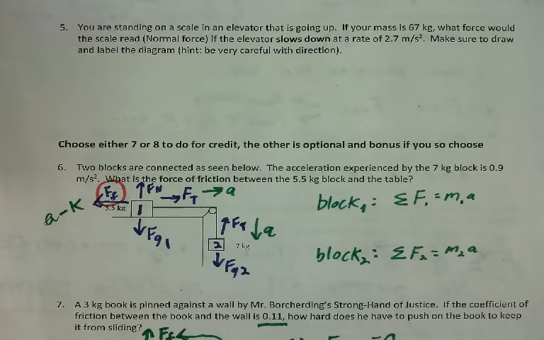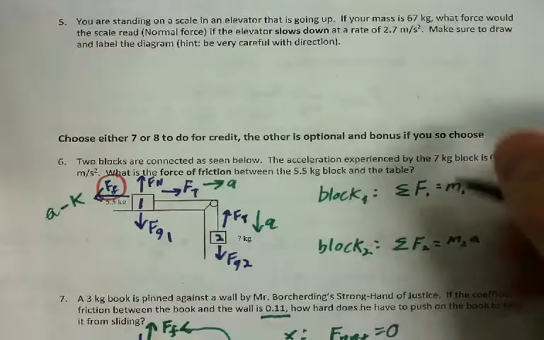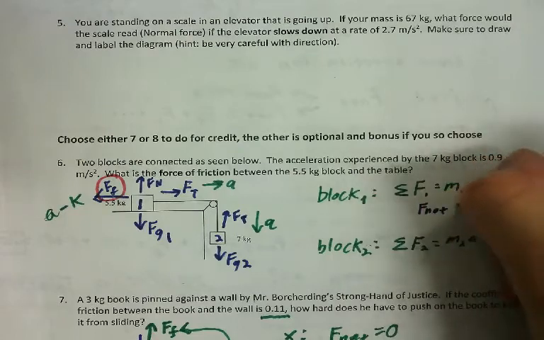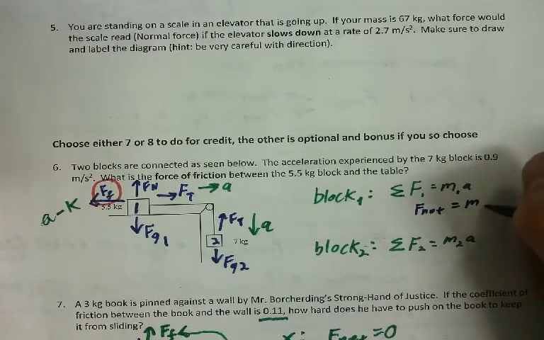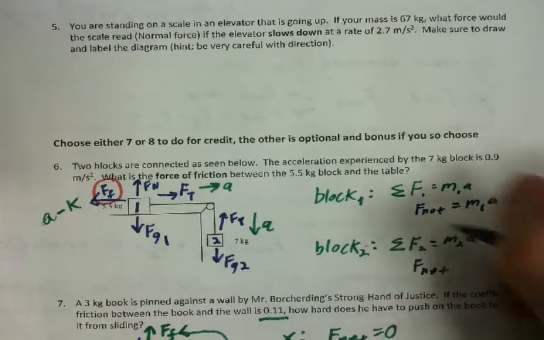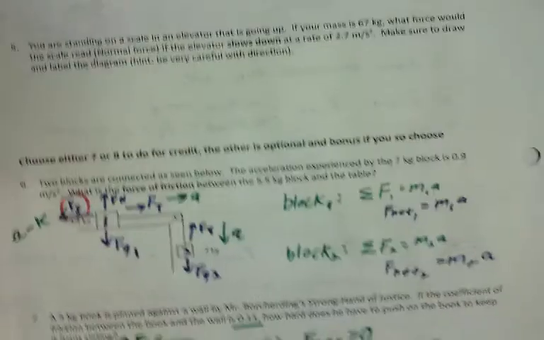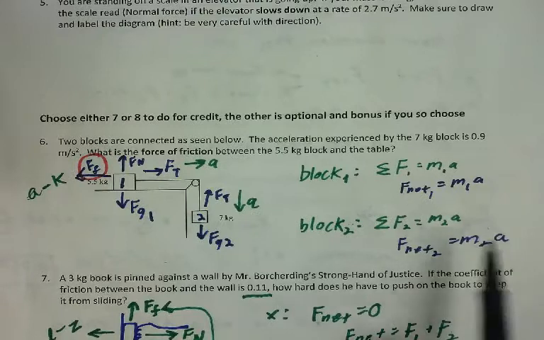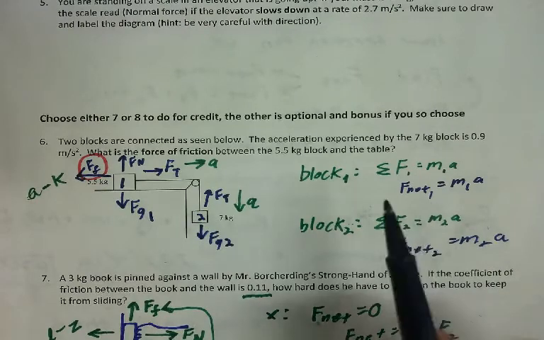The other thing that's the same is the acceleration. The acceleration is also the same. So what you're going to end up doing is you're going to set up the sum of the forces, or you may be more familiar in seeing it as F net equals ma. So the net force for Block 1 is equal to m1a, and the F net for Block 2 equals m2a. Now they don't have the same mass, but they do have the same acceleration, which means they will not have the same net force.